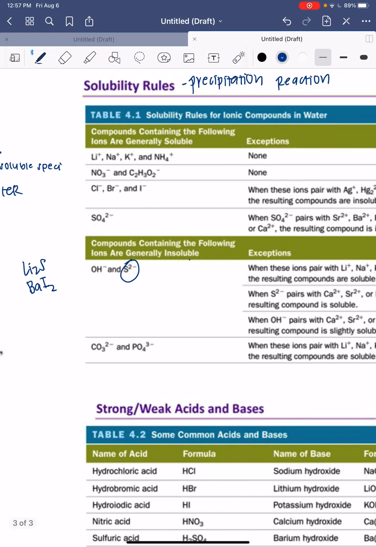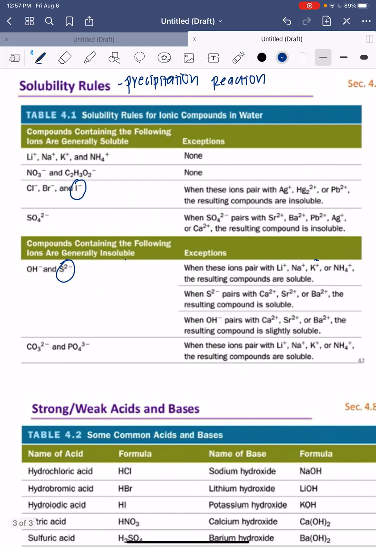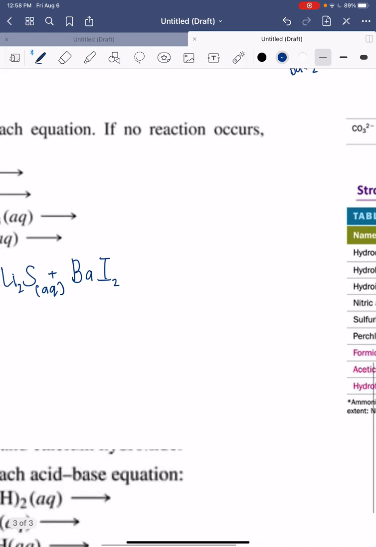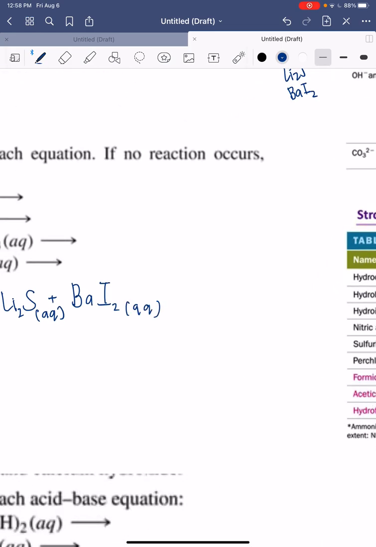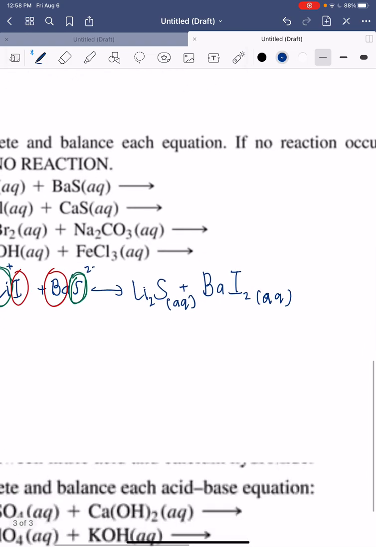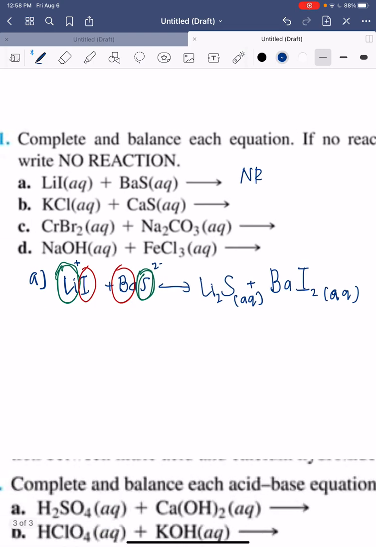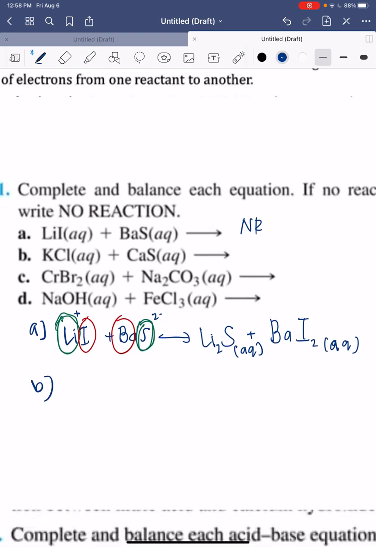Barium iodide. Iodide is right here. When it is paired with silver, mercury, or lead, these are the only instances in which these compounds would be insoluble. When paired with anything else, we can see iodide is soluble. Right here it says it, generally soluble. So this is AQ as well, meaning it's soluble in water. Unfortunately, that means no reaction occurs because both are soluble and we get no precipitates, so no precipitation reaction occurs. So we don't need to worry about balancing it.